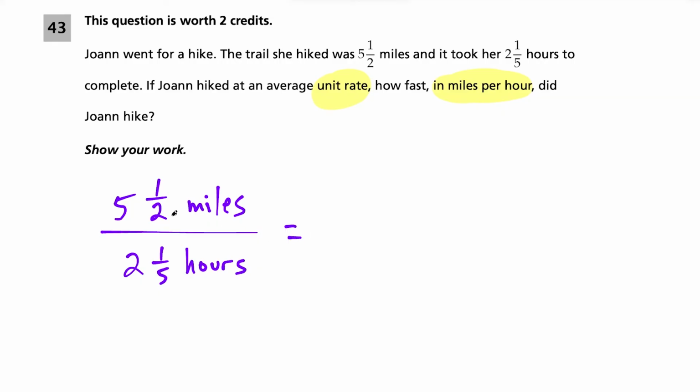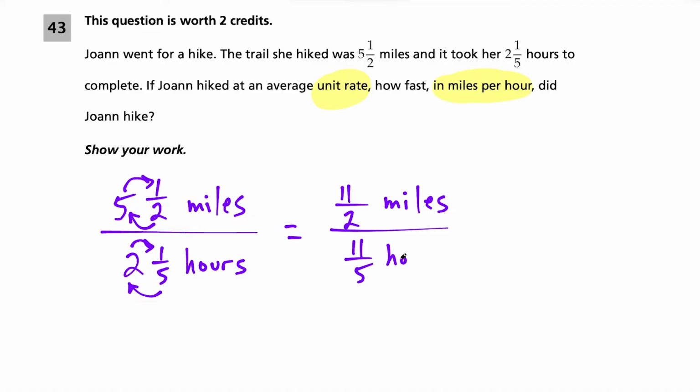Now, in order to find the unit rate, we have to divide 5.5 by 2 1/5. And one way of doing this is we could turn both into improper fractions. So for 2 1/5, we're going to do 5 times 2 is 10, and then 10 plus 1 is 11. And we're dividing by the original denominator, which is 2. So we have 11 over 2 miles, and then we're over, and we do the same thing. 5 times 2 is 10, 10 plus 1 is 11, and this time we're over 5, and it's hours over here. And now we could use keep, change, flip. So we're going to keep the fraction on top. We're going to change the operation from division to multiplication, and we're going to flip the fraction on bottom.